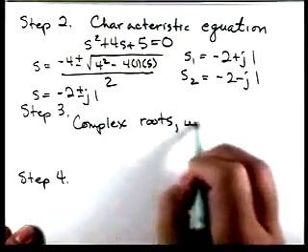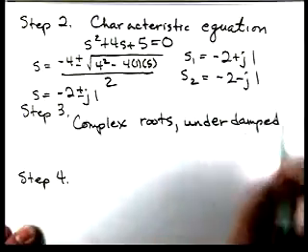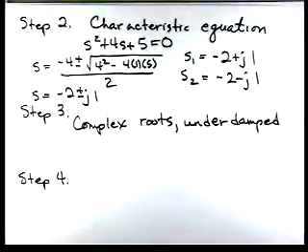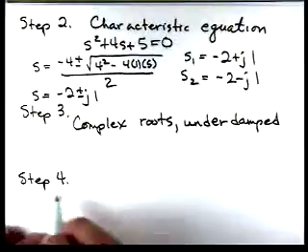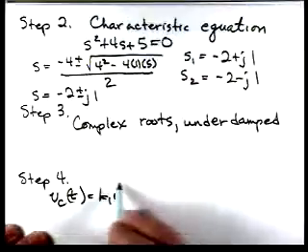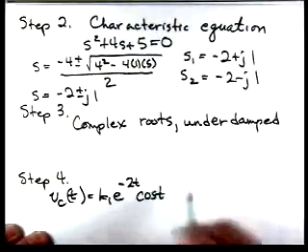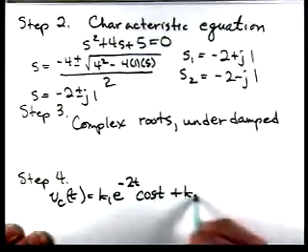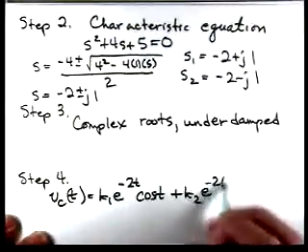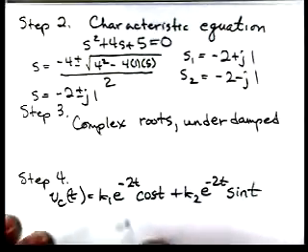So we have an underdamped response. And the form of our solution then is going to be K1 e to the minus 2t cosine t plus K2 e to the minus 2t sine t plus the K3.